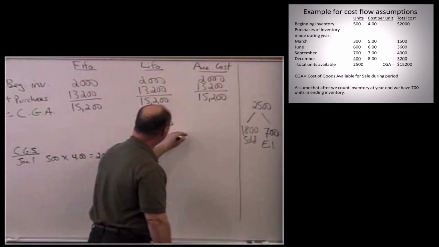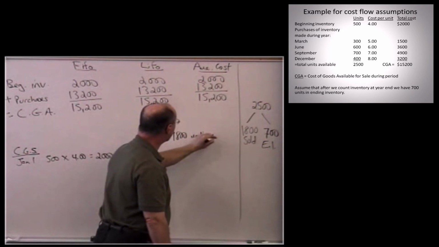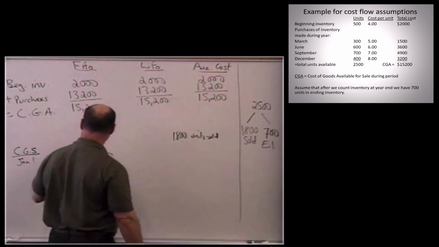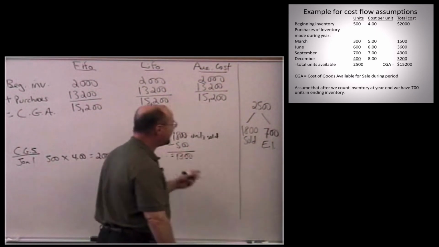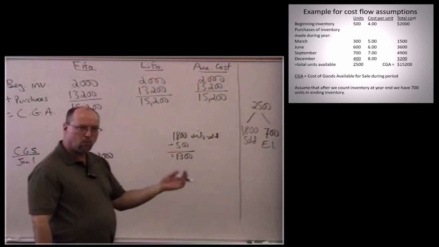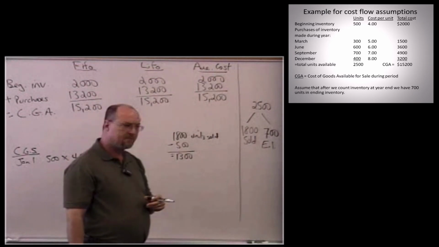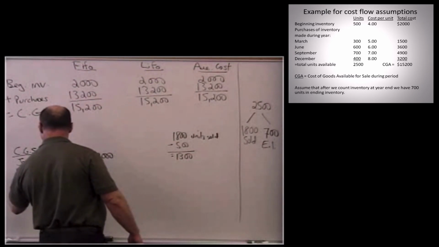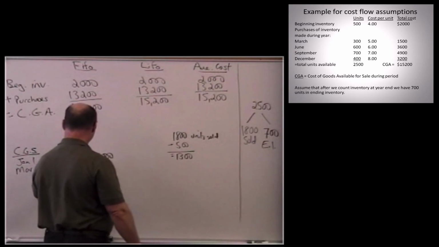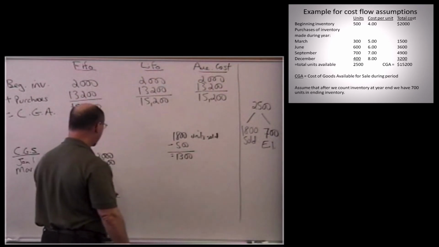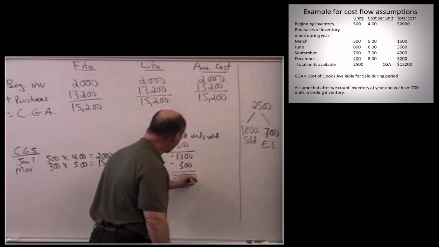We sold 1,800 units, right? 1,800 units were sold. I'm writing a little bit small there, I apologize. Here's the first 500, and that means we still have 1,300 units to account for. So once the beginning inventory is gone, I assume that I sold the March items next, and that would be 300 items at $5 apiece, and that's $1,500. So I'm going to subtract 300 units. I still have 1,000 units I have to account for.